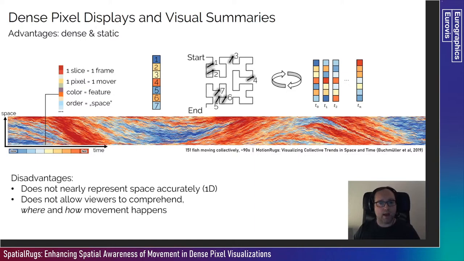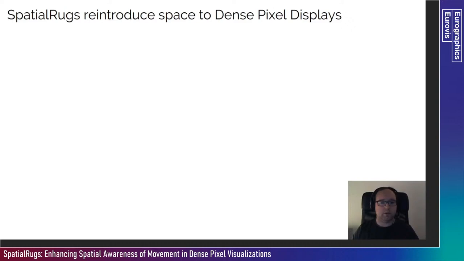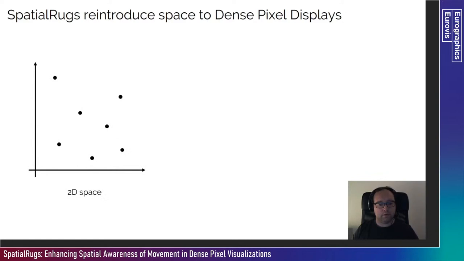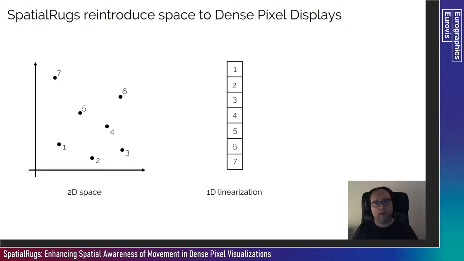We try to solve these issues by reintroducing spatial dimensions to dense pixel displays using 2D color maps. How does that work? So here's an example. We have our 2D space and about 7 movers in it. And here we have our 1D linearization, where we also have some kind of order for our movers. And the question is now, how do we bring space into this 1D linearization?